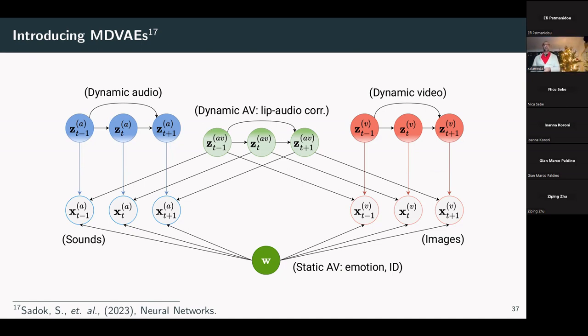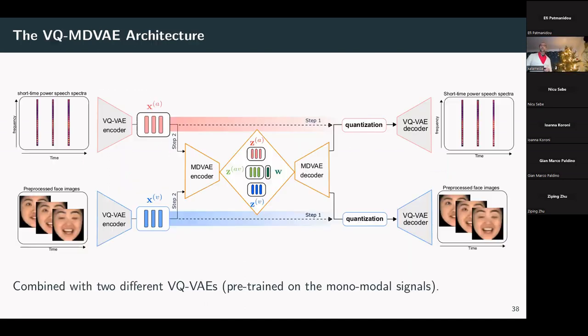So we refer to that as the multimodal DVAE, so MDVAE, and that was recently accepted at Neural Networks. We actually learned that in combination with monomodal VQVAEs, because they provided, let's say, better results, right? So we first learned the VQVAEs independently, one for audio, one for video. And then on that latent space, that's where we learn our multimodal DVAE, right? So it's a combination of these two things.